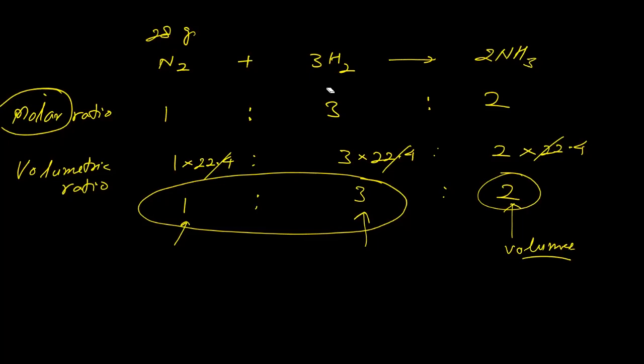And this ratio can be any simple whole ratio. So it can be 1 is to 1 is to 1 is to 1 also. It can be 2 is to 3 is to 4 is to 1 also. There is no restriction. It will depend on the balanced chemical reaction. Whatever is the balanced chemical reaction, you will just see the coefficients, and those will be the moles. And the ratio of those moles will be the stoichiometric ratio.